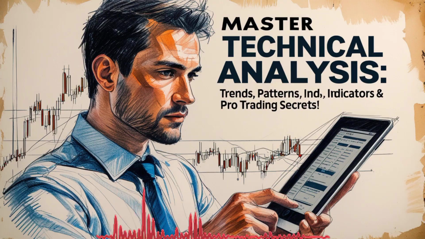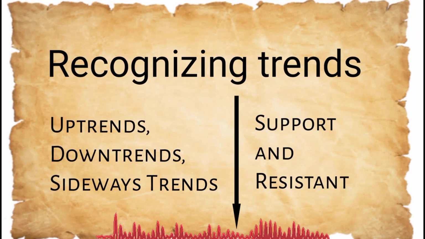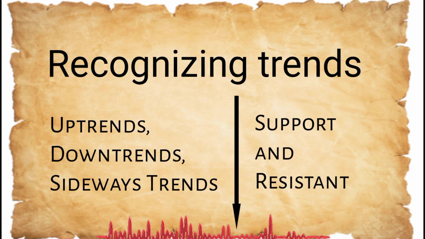Now, let's get started. Identifying trends like a pro. The market moves in trends, and if you can spot them early, you gain a huge advantage. This is all about recognizing trends, whether the market is going up, down, or moving sideways. It also covers how to use trend lines, support, and resistance to make better trading decisions.